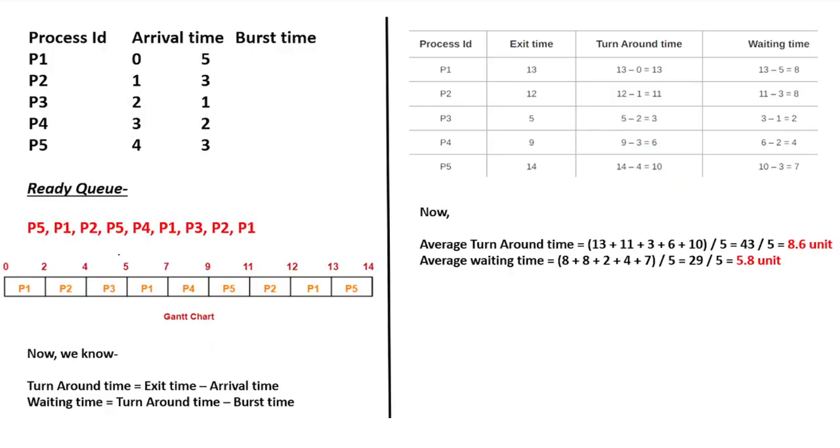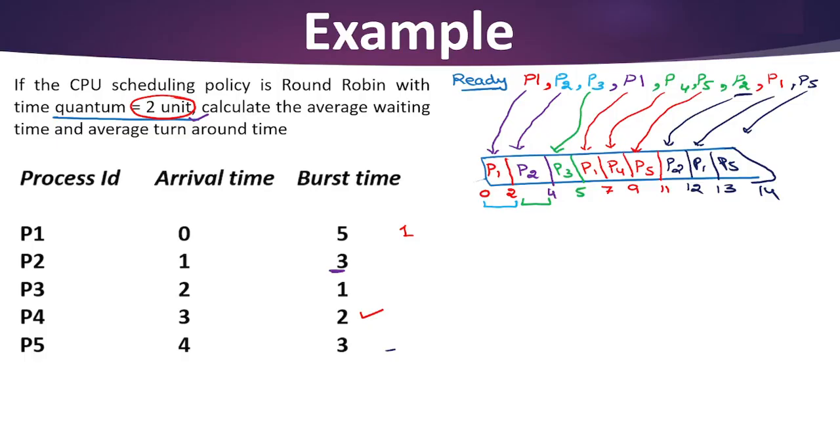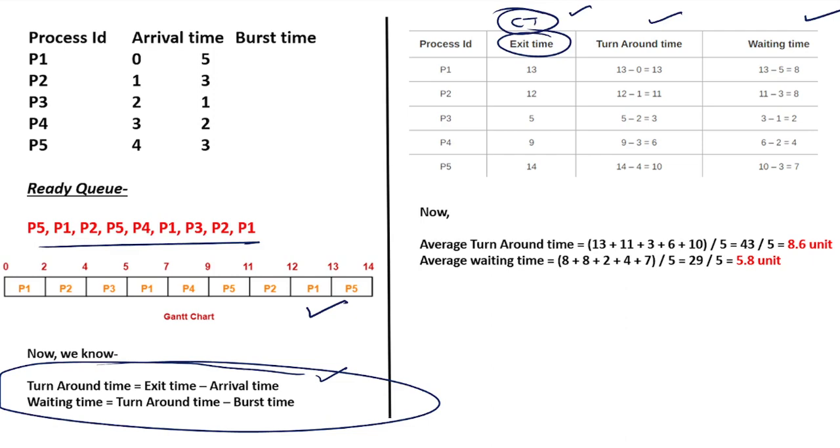You can see here we have the ready queue, and the Gantt chart formula you already know. So on the basis of the formula, exit time means completion time. Okay, this is the completion time, turnaround time, and waiting time. So you can check here. I hope everything is clear till now.